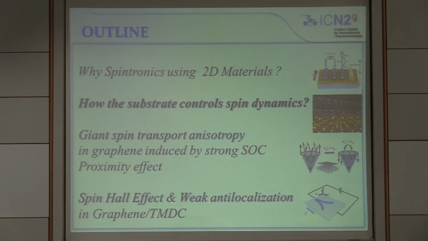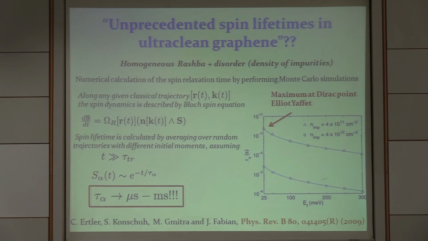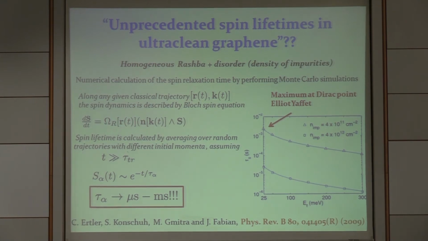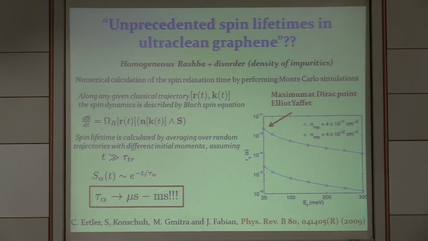Okay, now we come to this part where I would like to show you what's going on when you have graphene on top of a substrate. Actually, there was a lot of expectation initially in 2009 when these papers were published, because Yao, in this paper, predicted that the spin lifetime in graphene could be milliseconds. So it was 6 or 9 orders of magnitude beyond what we knew. And also, the spin lifetime would be very high close to the Dirac point, kind of diverging close to the Dirac point.